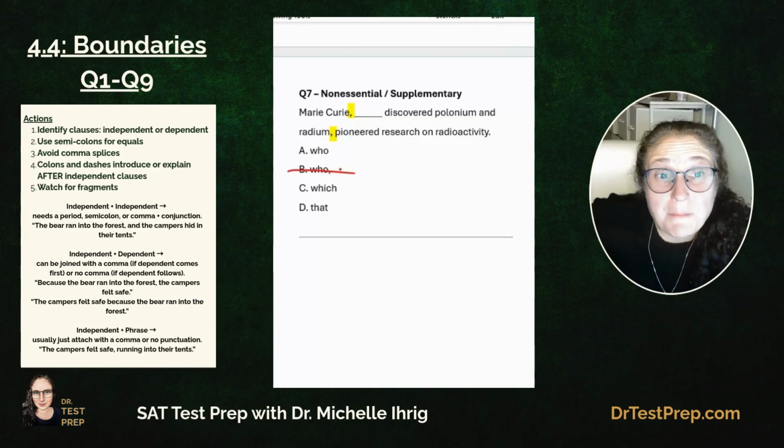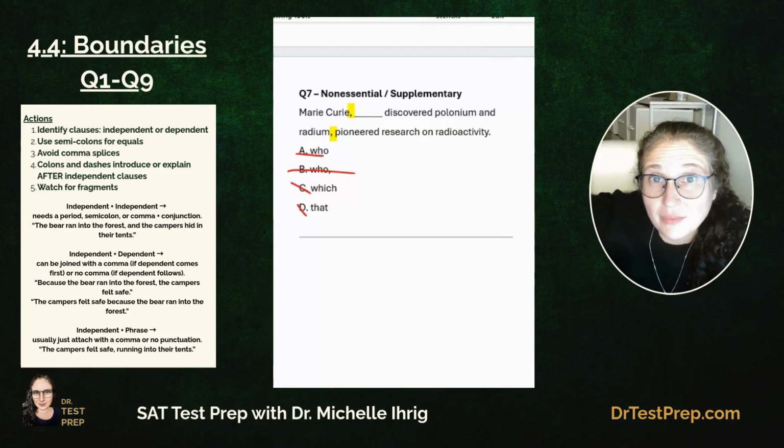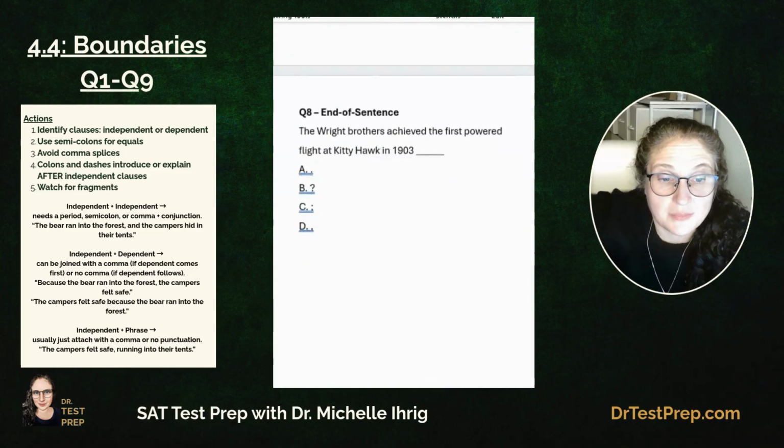Marie Curie is also a person. So because she's a person, it can't be C or D. It has to be A. Who discovered polonium? And if I'm saying it wrong, I apologize, scientists.